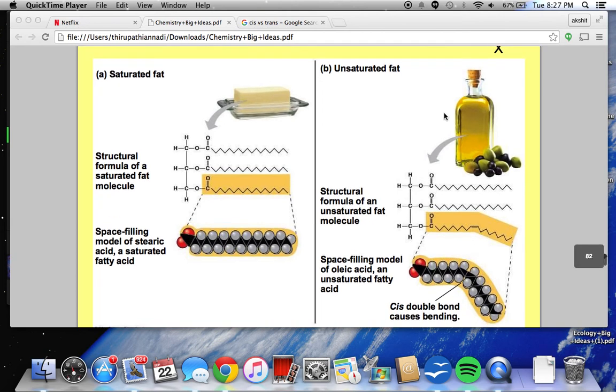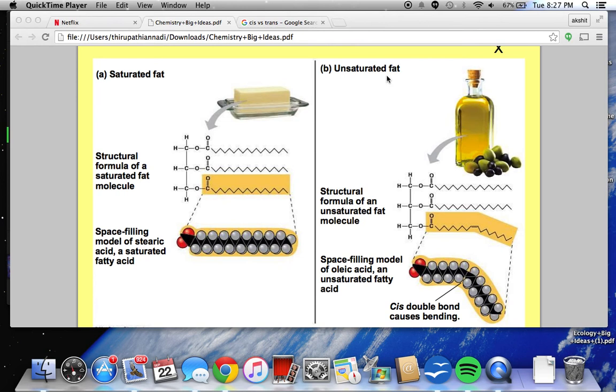But unsaturated fats, they're liquids. Unsaturated means that there's double bonds inside the fatty acids, like this one right here. This double bond causes a kink, a bend in the structure, and so it's not a jigsaw piece anymore. They can't fit together as closely, and that's why they're liquids at room temperature, unsaturated fats.